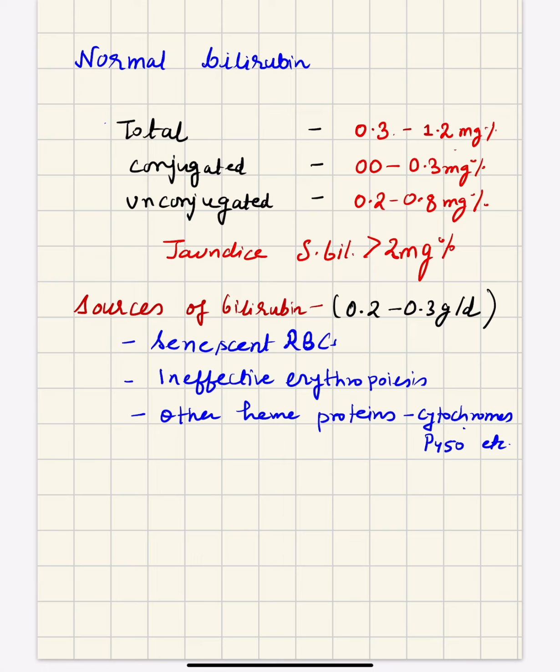Now this bilirubin comes from the metabolism of the heme, and the major source is the dead and dying RBCs having a lifespan of 120 days. 85% of this bilirubin comes from the dead and dying RBCs in the body. Then if there is ineffective erythropoiesis, those RBCs will get lysed and lead to bilirubin production. Another minor contribution to the bilirubin level comes from other heme proteins like cytochromes P450, etc. So these are the sources producing bilirubin at 0.2 to 0.3 gram per day.